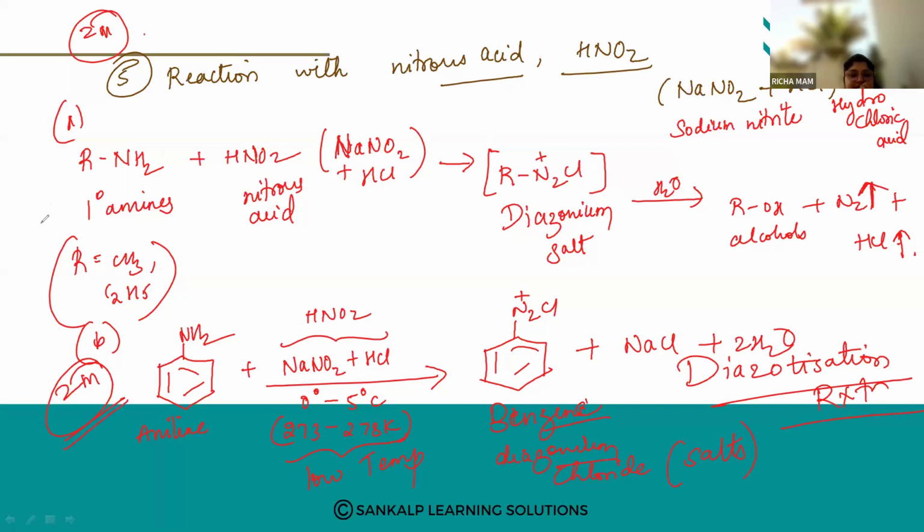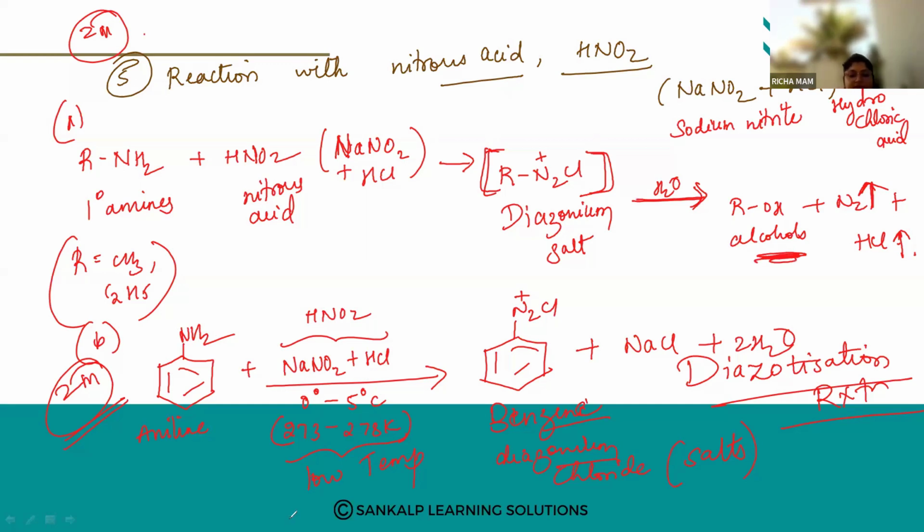So diazotization, D-I-A-Z-O. Diazotization reaction. What we have done is taken a primary aromatic amine, reacted it with nitrous acid, and got benzene diazonium chloride. So this reaction is called the diazotization reaction. With aliphatic amines, the intermediate we got is the diazonium salt. Further, when we do hydrolysis, we get alcohol. So these are the reactions.